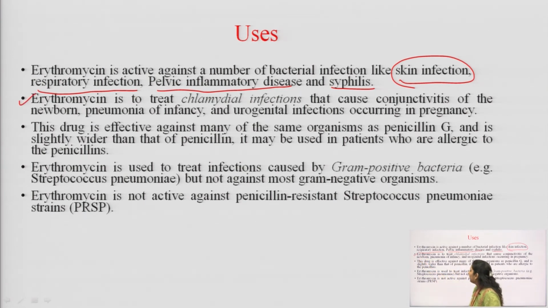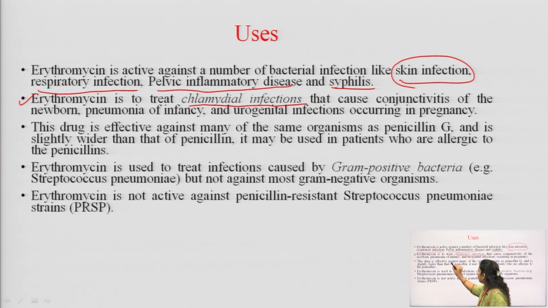Next, we see that erythromycin is used to treat chlamydial infection. Erythromycin is used to treat chlamydial infection that can cause conjunctivitis of the newborn. जो newborn babies होते हैं उनके अंदर conjunctivitis cause हो सकता है, pneumonia of infants and urogenital infections in pregnancy.